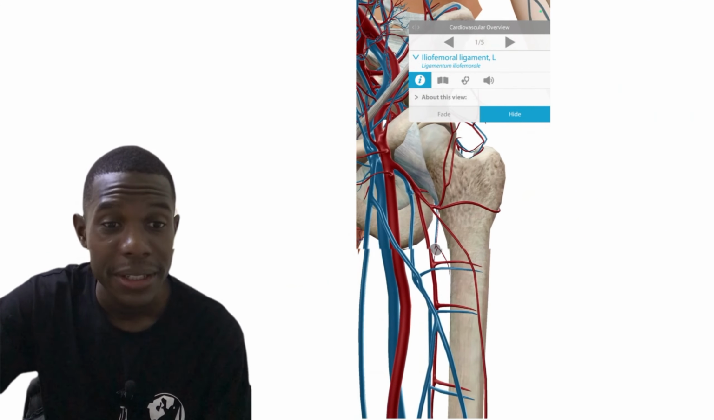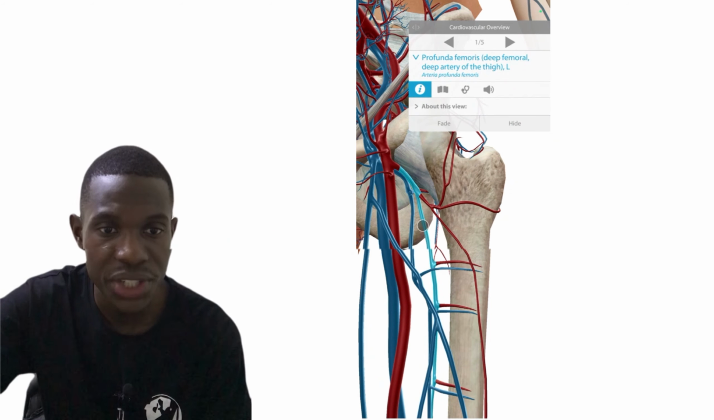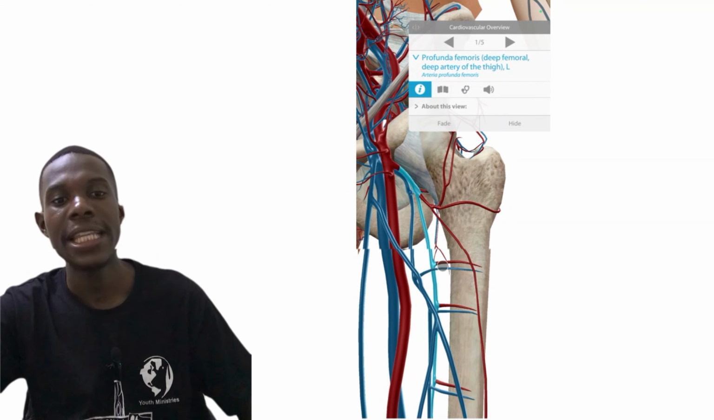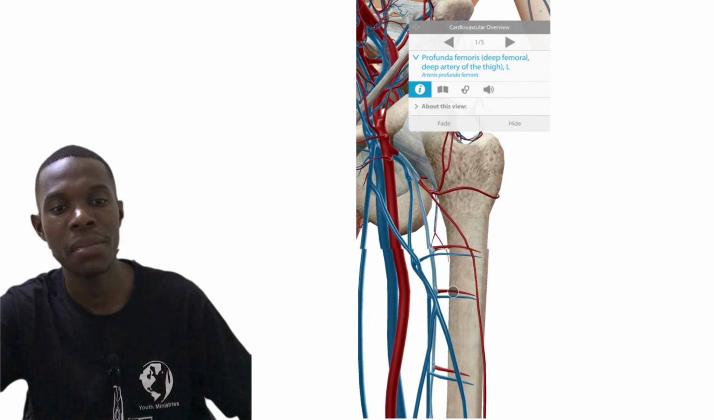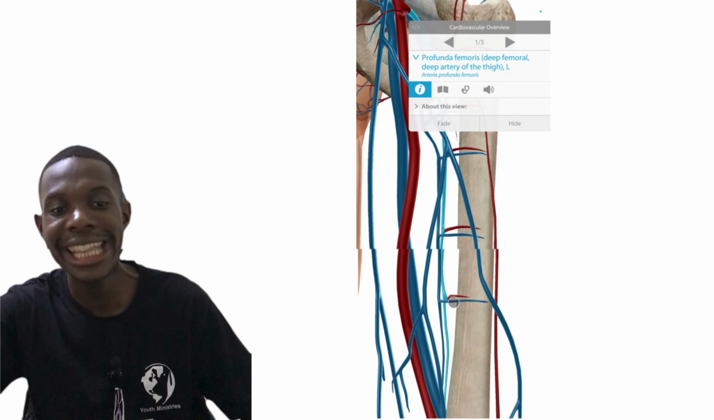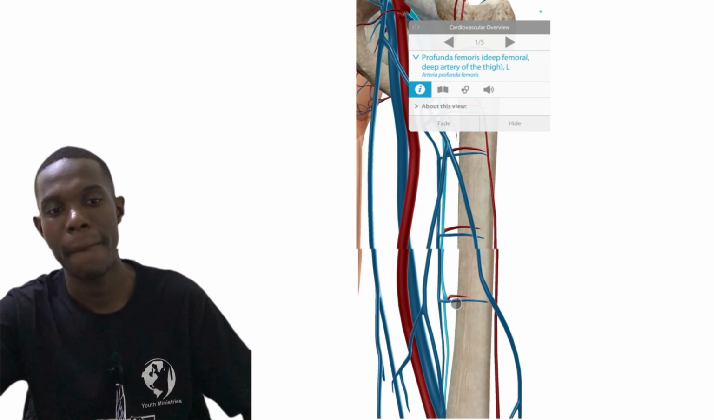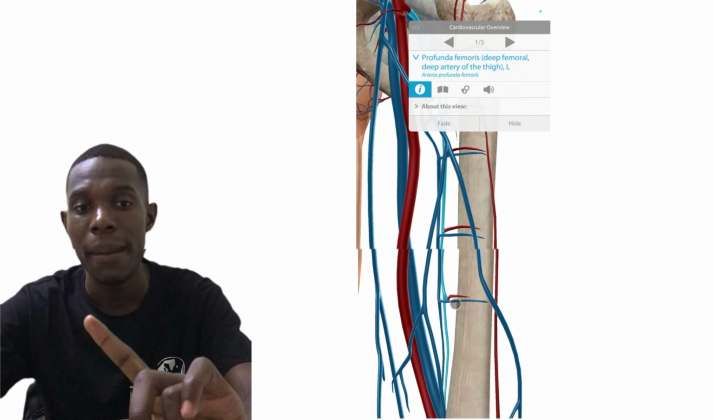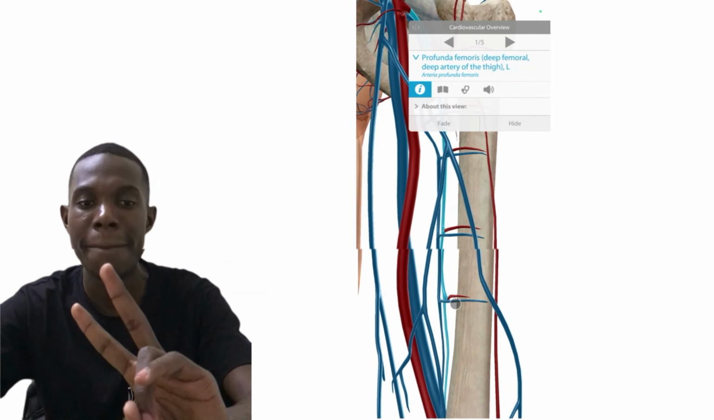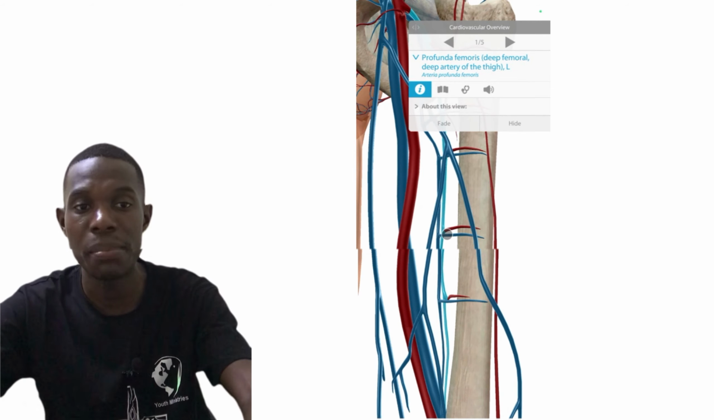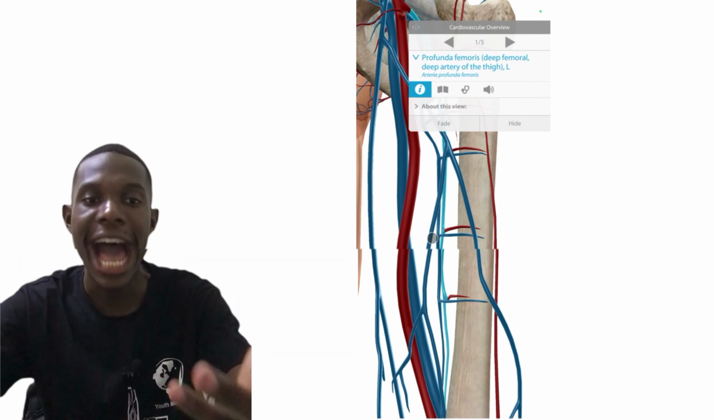So the profunda femoris artery is going to descend, as you can see right there. It's going to give 4 perforating branches: the first perforating branch, the second perforating branch, the third perforating branch, and then it's going to terminate itself by being the 4th perforating branch. Right? And it is an artery that supplies 2 compartments, the posterior compartment as well as the medial compartment. Right? So that is the first branch of the femoral artery.